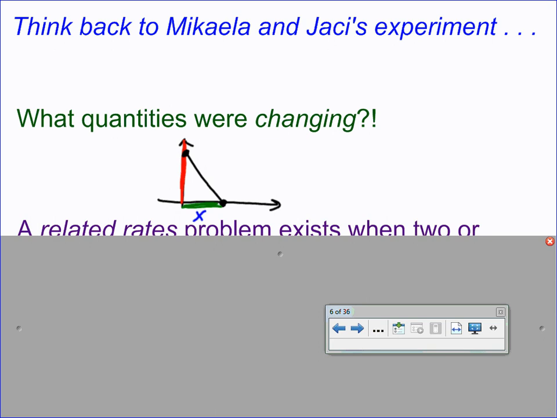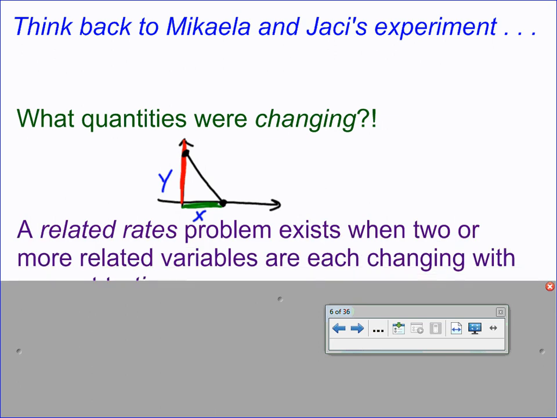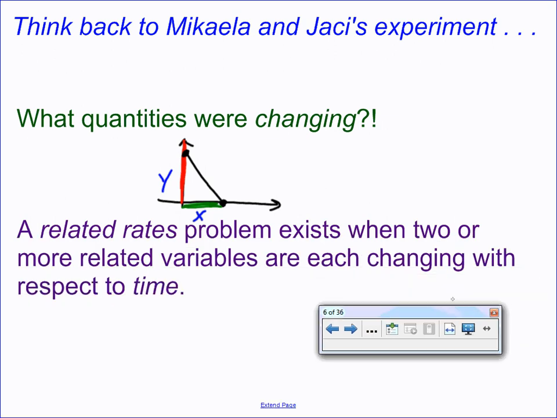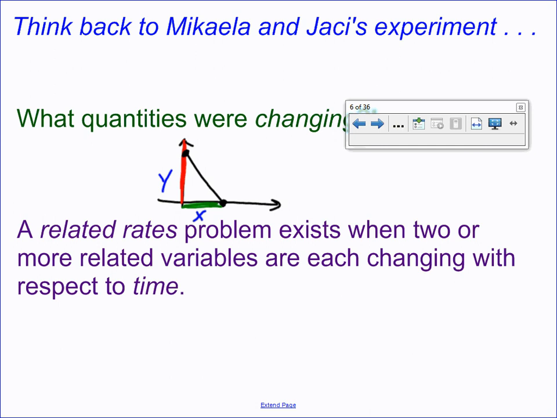Absolutely. And so if we let X represent that horizontal distance from the base of the ladder to the barn, thank you, Jake, and Y represent that vertical distance from the top of the ladder down to the ground, then both X and Y were changing, right? They were both changing with respect to time, and that's when we have a related rates problem. And so when we have two or more variable quantities that are related and are both changing with respect to time, we've got an opportunity to utilize our related rate strategy.